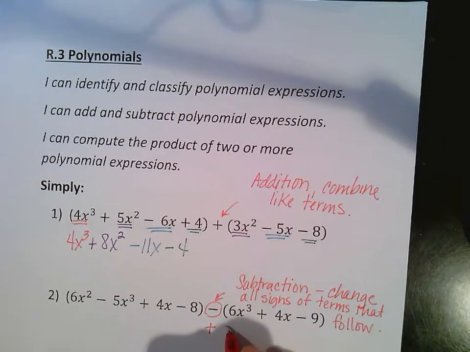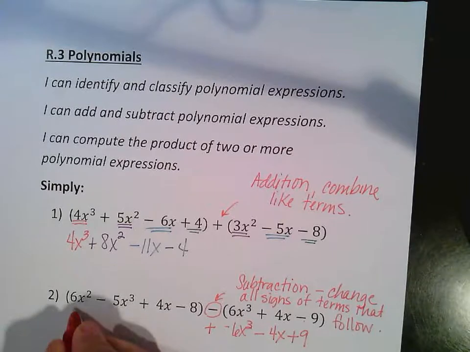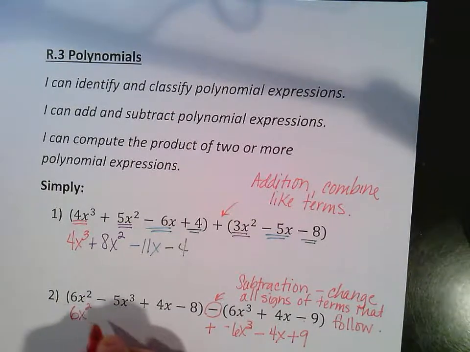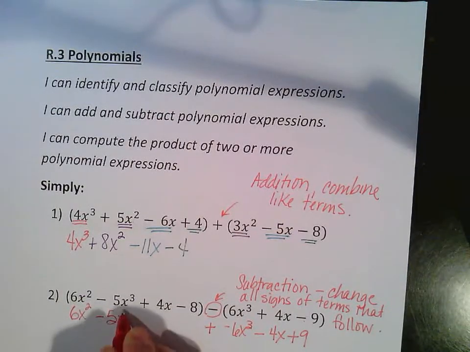This becomes a negative 6x to the third, negative 4x, because you want to change the sign. This is a -9, so it becomes a positive 9. These first terms all stay the same. These you only change what follows the subtraction sign.